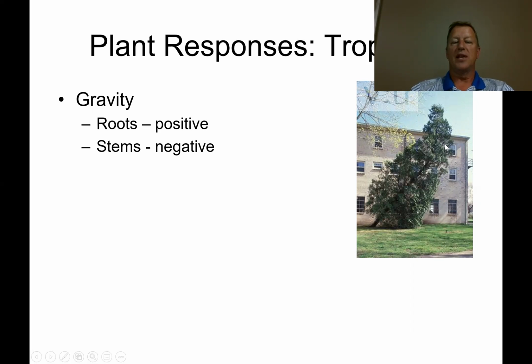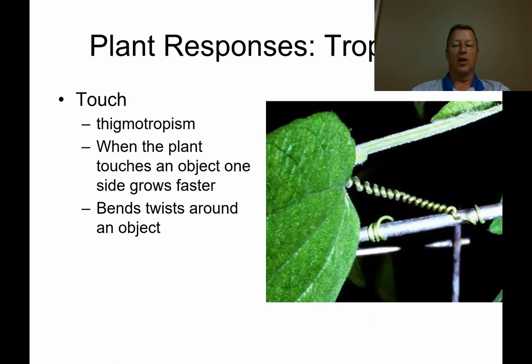So this would be a negative gravitropism. So stems have a negative gravitropism. Roots are growing towards gravity. Roots are growing down. So roots have a positive gravitropism. Okay? So far, so good. So we have gravity, light, touch.